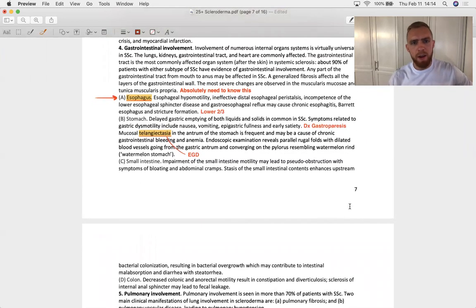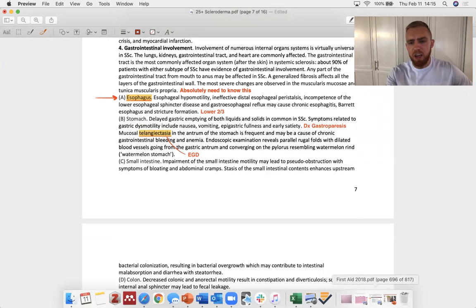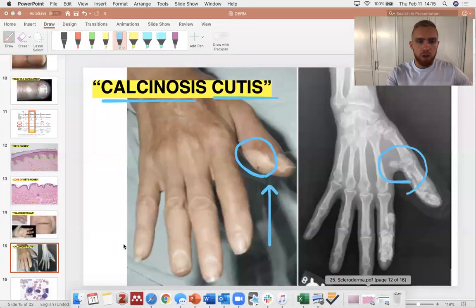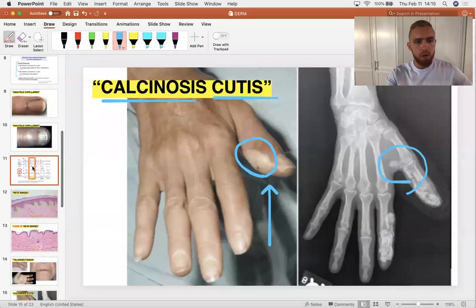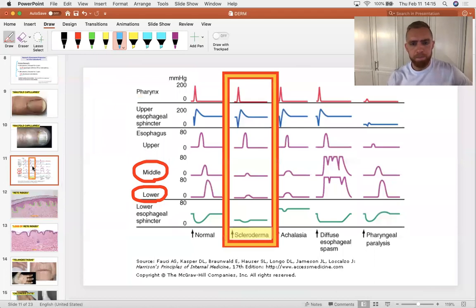GI involvement in scleroderma is absolutely testable. Typically, it's the esophagus that they want to ask you about, and it's esophageal motility studies compared to other diagnoses. Let's peep that quickly. So in scleroderma, the concept is that the smooth muscle of the esophagus is affected by fibrosis, but not the upper 1/3 of the esophagus, which is skeletal muscle. So you'll look at a manometry tracing. Manometry is measurement of pressure.